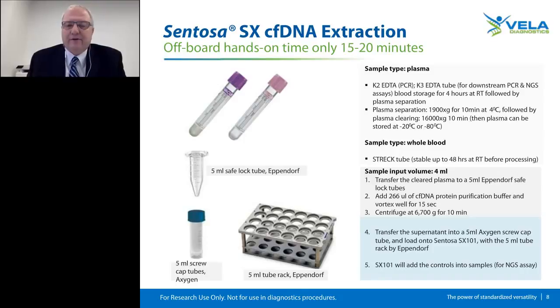For the sample input volume of 4 mL, we're transferring the cleared plasma to a 5 mL Eppendorf safe lock tube, adding 266 microliters of the protein precipitation buffer and vortexing for 15 seconds, then centrifuging that at 6700 G for 10 minutes. Then we transfer the supernatant into a 5 mL screw cap tube and load it onto the Sentosa SX101 liquid handling system with the 5 mL tube provided by Eppendorf. The SX101 will then add the controls to the samples for the next generation sequencing assays. This entire process I just described takes roughly 15 to 20 minutes.